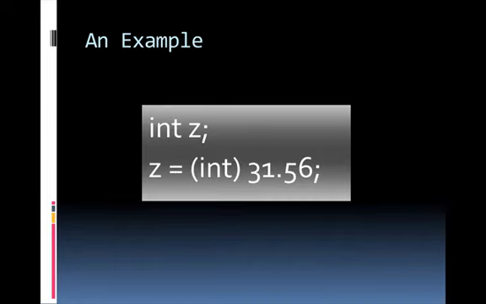let's say that I have an integer. I declare an int variable. That's an integer that is between negative 2 billion and positive 2 billion. And I want to store in that integer 31.56. Well, I can't really do that. As we know, we cannot store a decimal number in an integer variable.